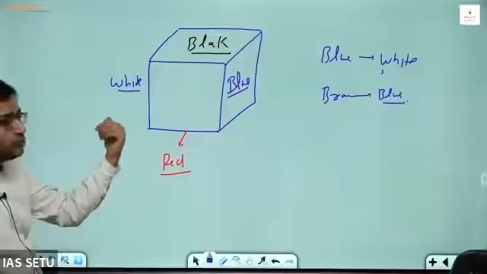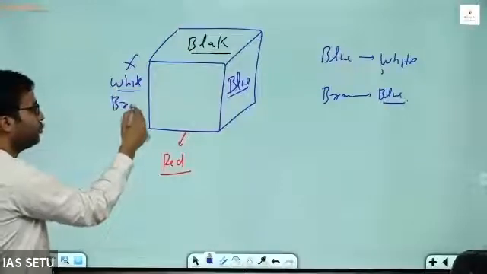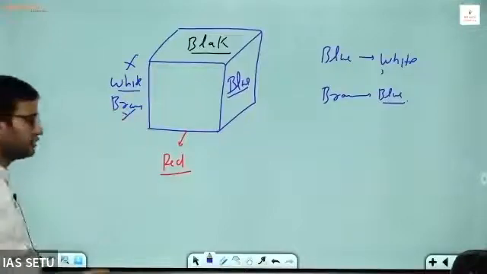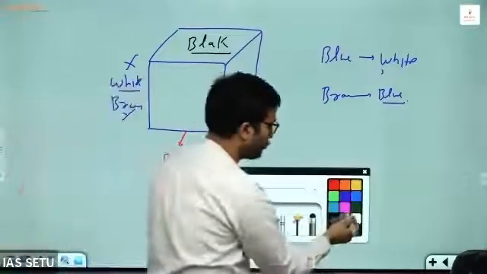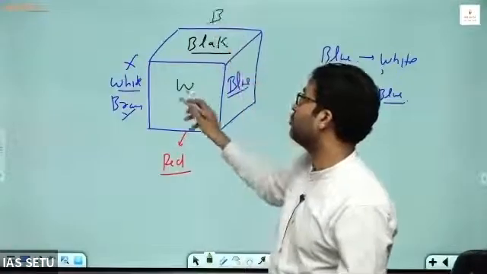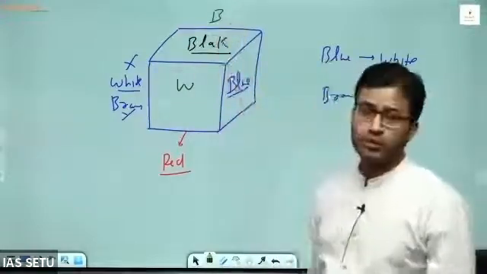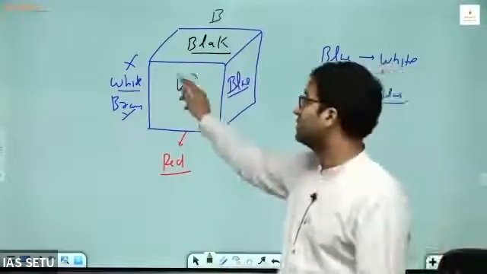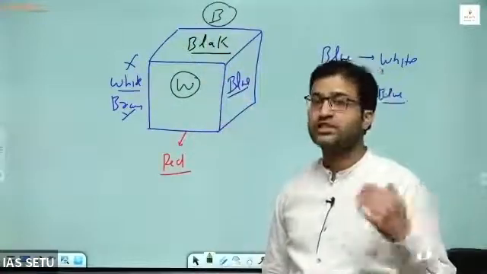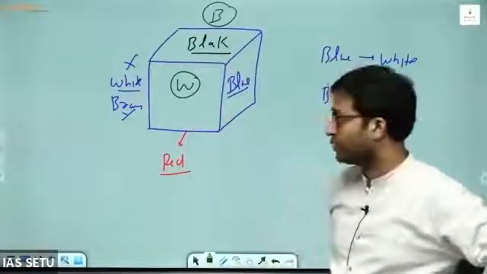No, I cannot put white opposite of blue. Similarly, can I put brown here opposite of blue? No, because white and blue are adjacent and brown and blue are adjacent. So for white and brown, you have two possibilities. Either you can put white here and at the back side you put brown, or brown here and white here. No other possibility for white and brown. So in both the cases, white and brown will be opposite to each other. Now the question is, what is opposite of brown? Opposite of brown is white.